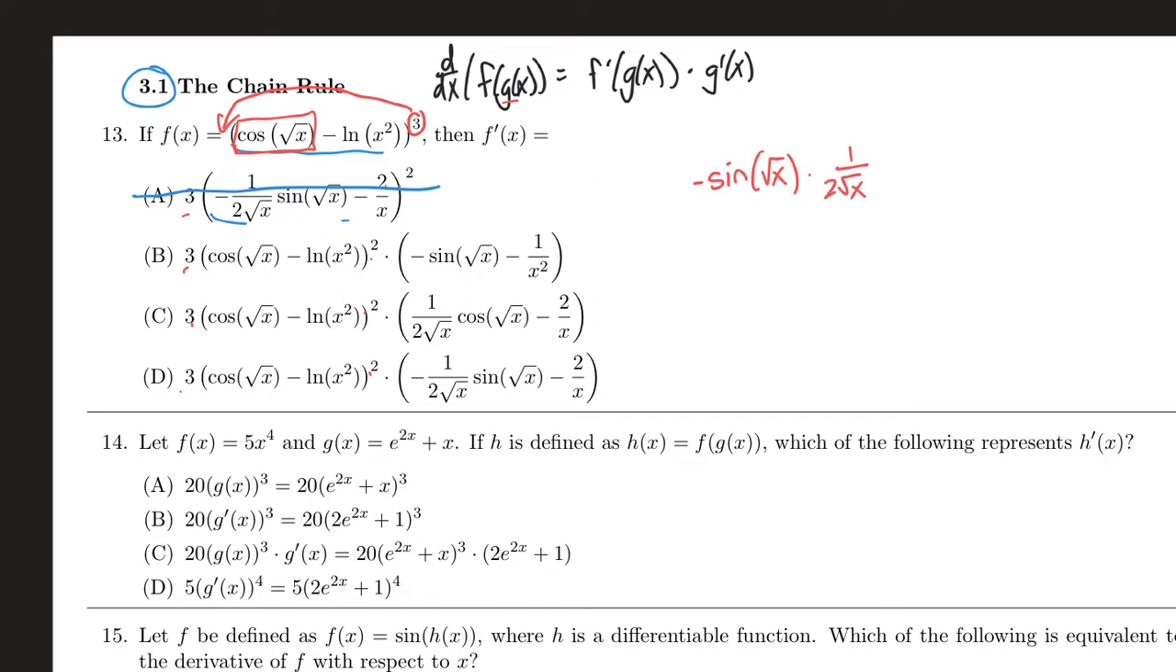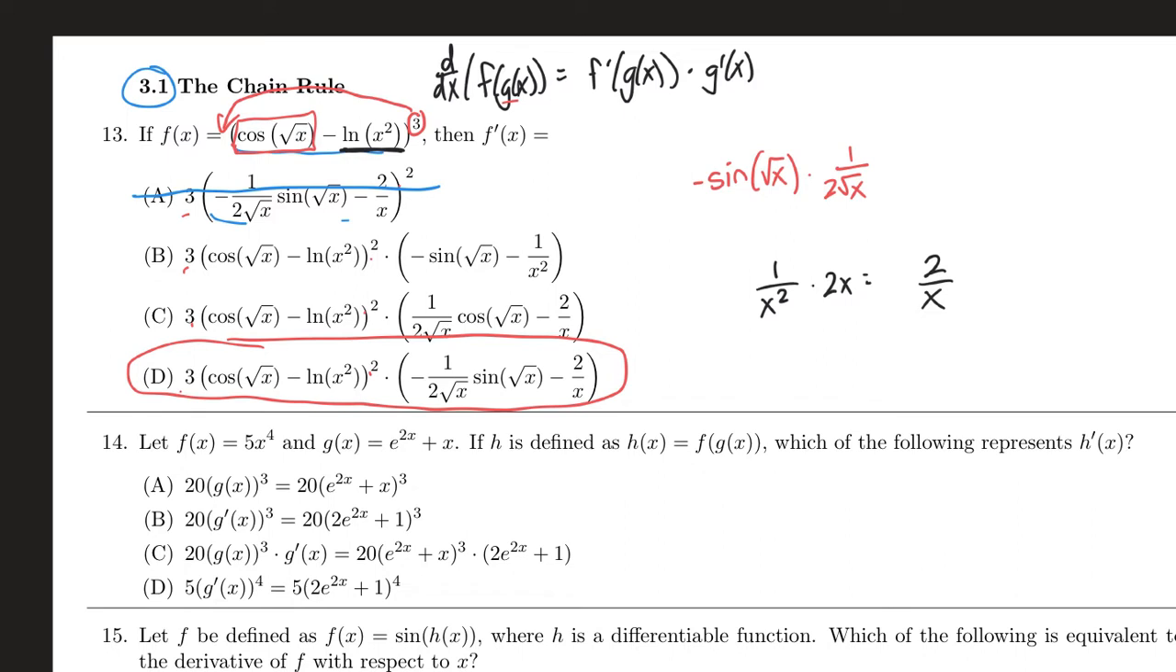Then I'm going to subtract the derivative of the natural log of x squared. Well, the derivative of the natural log part, which is on the outside, is 1 over the inside, times the derivative of x squared, which is 2x, and that simplifies to 2 over x. So the one that has all those pieces together is D. So D is our right answer. Did the first chain rule, cosine of square root of x turns into that piece, natural log of x squared turns into that piece. But again, it's just the chain rule following each piece.